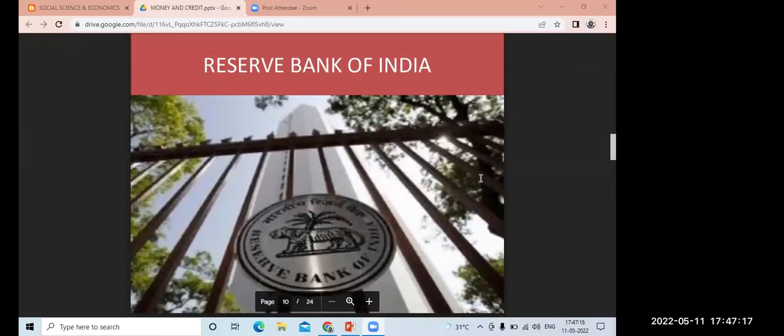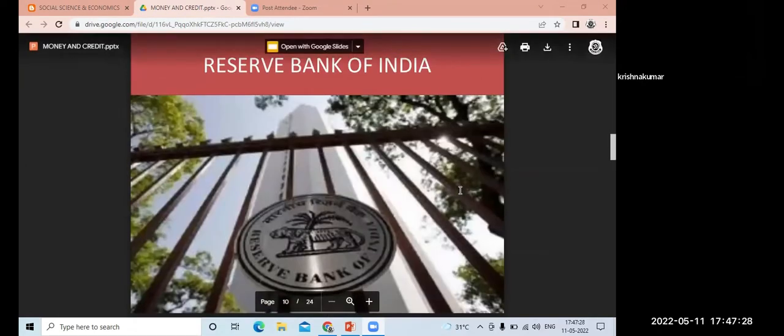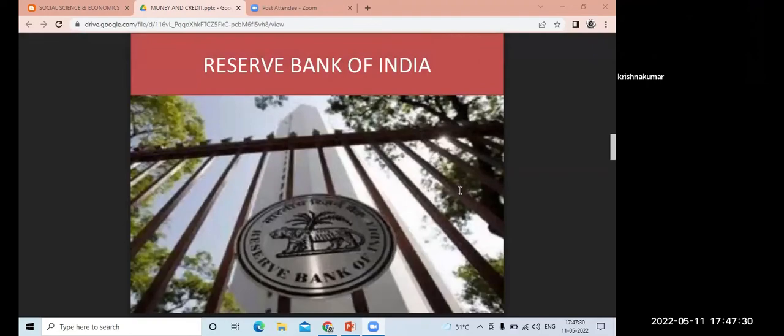RBI, Reserve Bank of India, it is the central bank of our country, apex bank of our country, the highest monetary authority in our country. This RBI will be issuing currency notes. And in India, we have a law. What is that law? Only RBI can issue currency notes. No other individual or no other agency has the right to issue currency notes in our country.